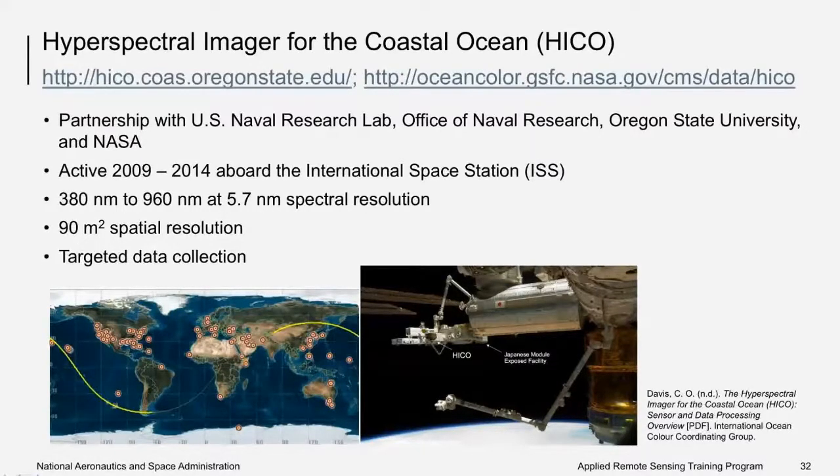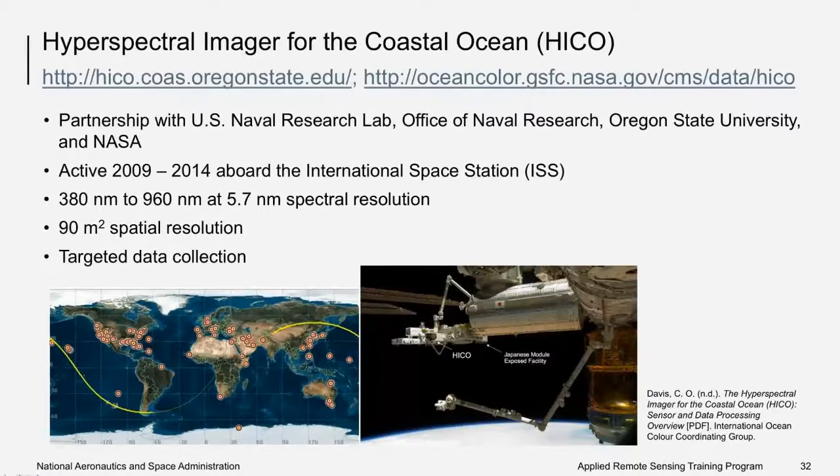This sensor was only supposed to have an operational lifetime of 1 year. It was installed on the ISS in 2009 and was able to collect data for 5 years and way beyond its expected lifetime. The imager was tasked to collect observations of specific targets defined by NRL and the scientific user community. These targets included open ocean, coastal, and inland waters. More information about HICO can be found in the above links.